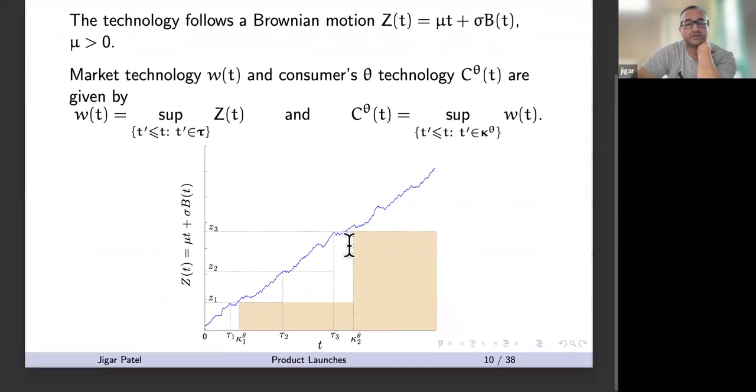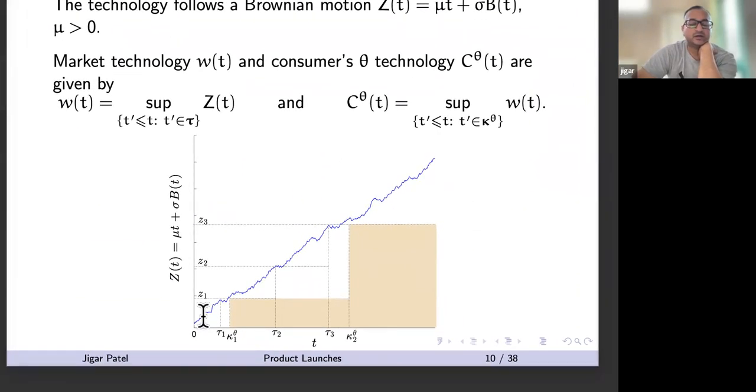Right, so I just want to show the picture also and explain what's happening. The blue is the Brownian motion Z_t, right? At time tau 1, this Z1 technology was, the iPhone was launched at that time, and I bought, let's say, that phone at time kappa 1 theta. So I start getting utility based on the technology level I own. So that assumption, what is my utility, what is my joy of using the product, what is a customer's utility, that is a function of the amount of technology you own.